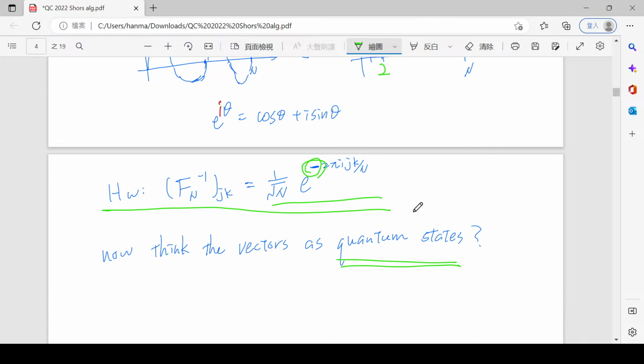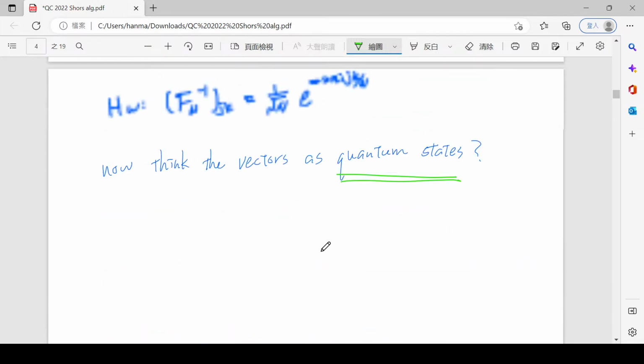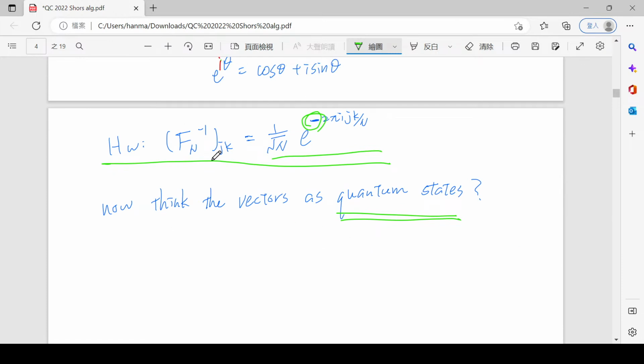And so the motivation of the quantum Fourier transform is kind of different from what I set up. The motivation is that we want to use quantum states. We want to use quantum mechanics to do the Fourier transform. Okay?